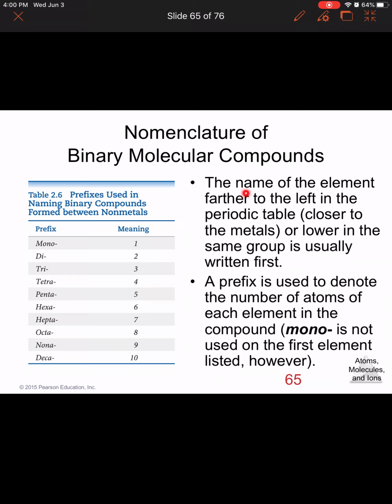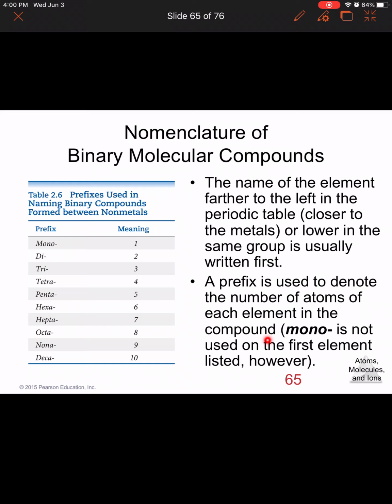So the name of the element further to the left in the periodic table, in other words closer to the metals, or lower in the same group, is usually written first. And then we use a prefix. A prefix is used to denote the number of atoms of each element in the compound.